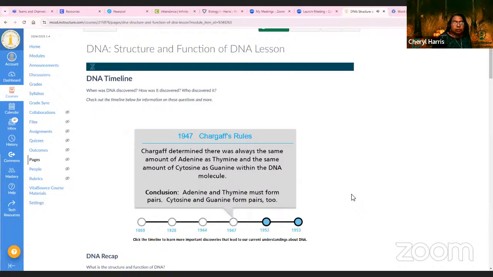Chargaff's rules. Chargaff studied the molecule of DNA and determined that there was always the same amount of the chemical adenine as there was thymine, as well as the same amount of cytosine as there was guanine within the DNA molecule. His conclusion was that adenine and thymine must form pairs, and then the same would be true of cytosine and guanine.